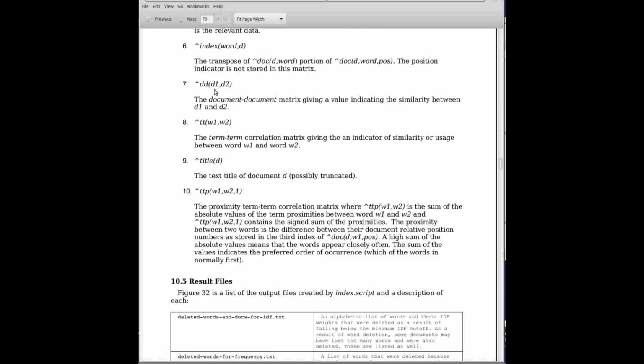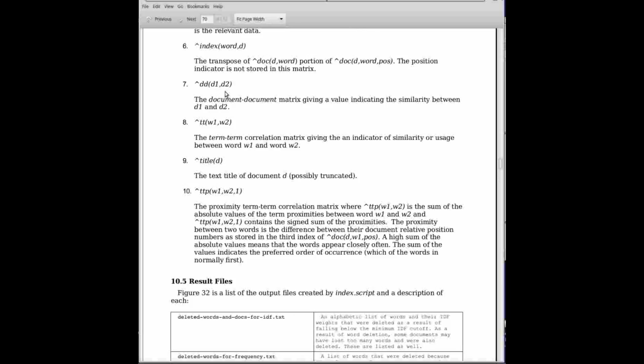So it's a square matrix. Say I have 1,000 documents in the collection. It's 1,000 by 1,000. The diagonal is meaningless. So if I have document 1 and document 2 where they are different documents, say document 10 and document 20, the value stored at that location in the matrix is the similarity of those two documents, as calculated by some algorithms we'll look at later.